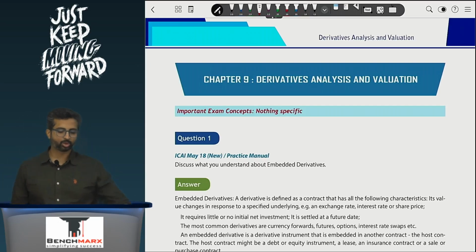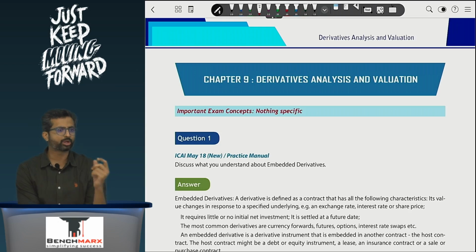We'll go to the remaining few chapters. We'll go to derivatives. Over here we will do the regular theory from our compiler, but we'll also pick up a few new theory concepts that have been added by the institute in the new study material.